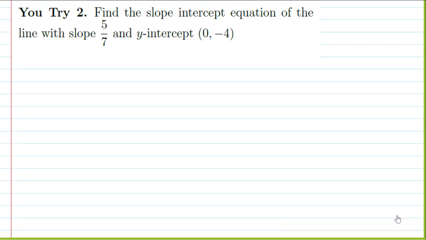All right, so once again, we would get y equals 5/7 x plus a -4, so minus 4.